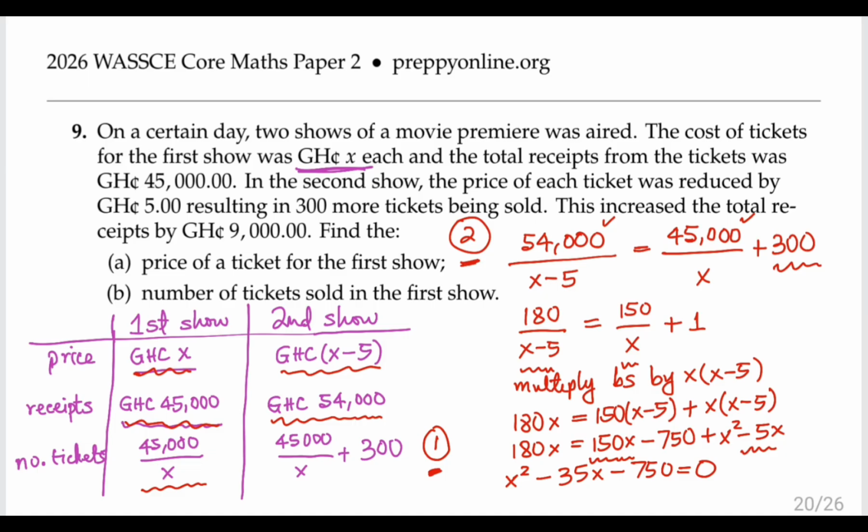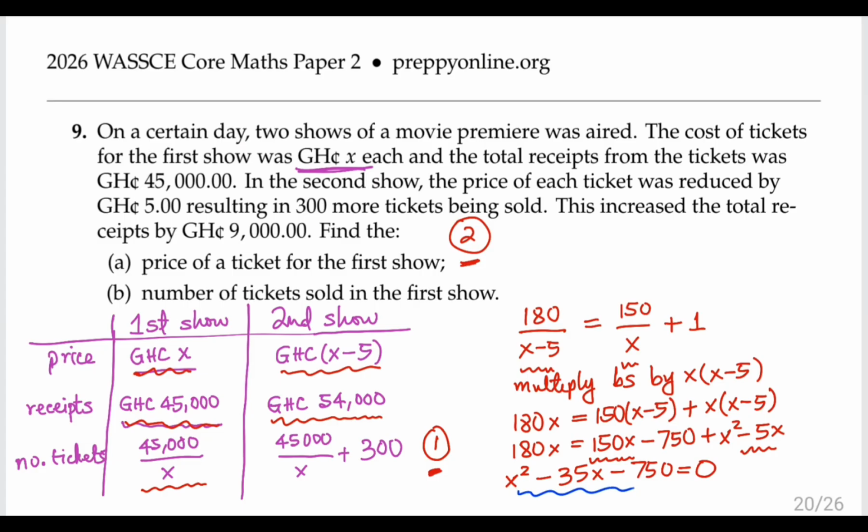I don't want to erase, so let me erase what we have at the top, this thing. All right, so we're trying to economize on the space that we have. Now we're trying to factorize this quadratic. And how do we do that? We want to find two numbers that we multiply to get 750, or minus 750, and when we add them, we get minus 35.